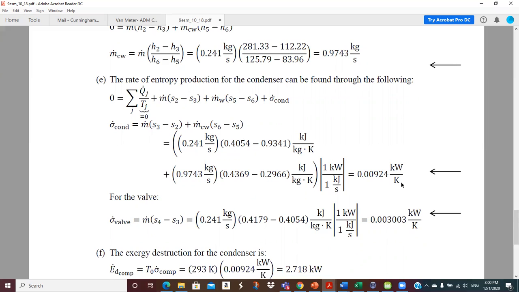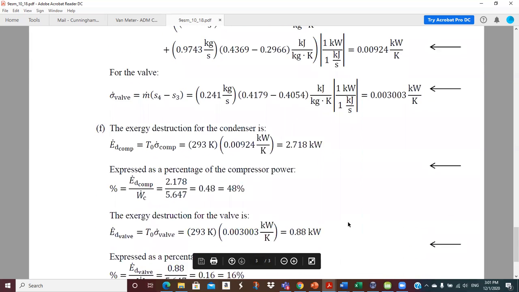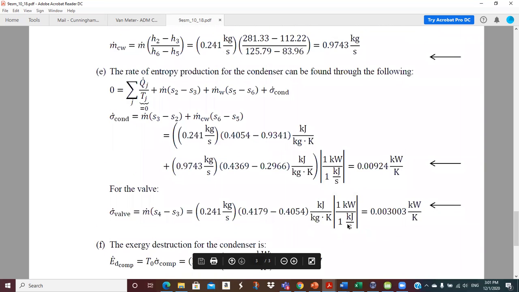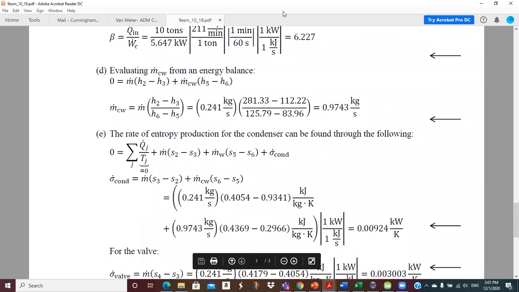And then we do the same thing for the expansion valve. There is no heat transfer, so it's just the mass flow rate times the entropy difference. It's already been taken to the other side of the equation, so it's S4 minus S3. Plug it in, and we get 0.003003 kW per degree K. So that's it. We're not doing F. So that's the end of problem 18.